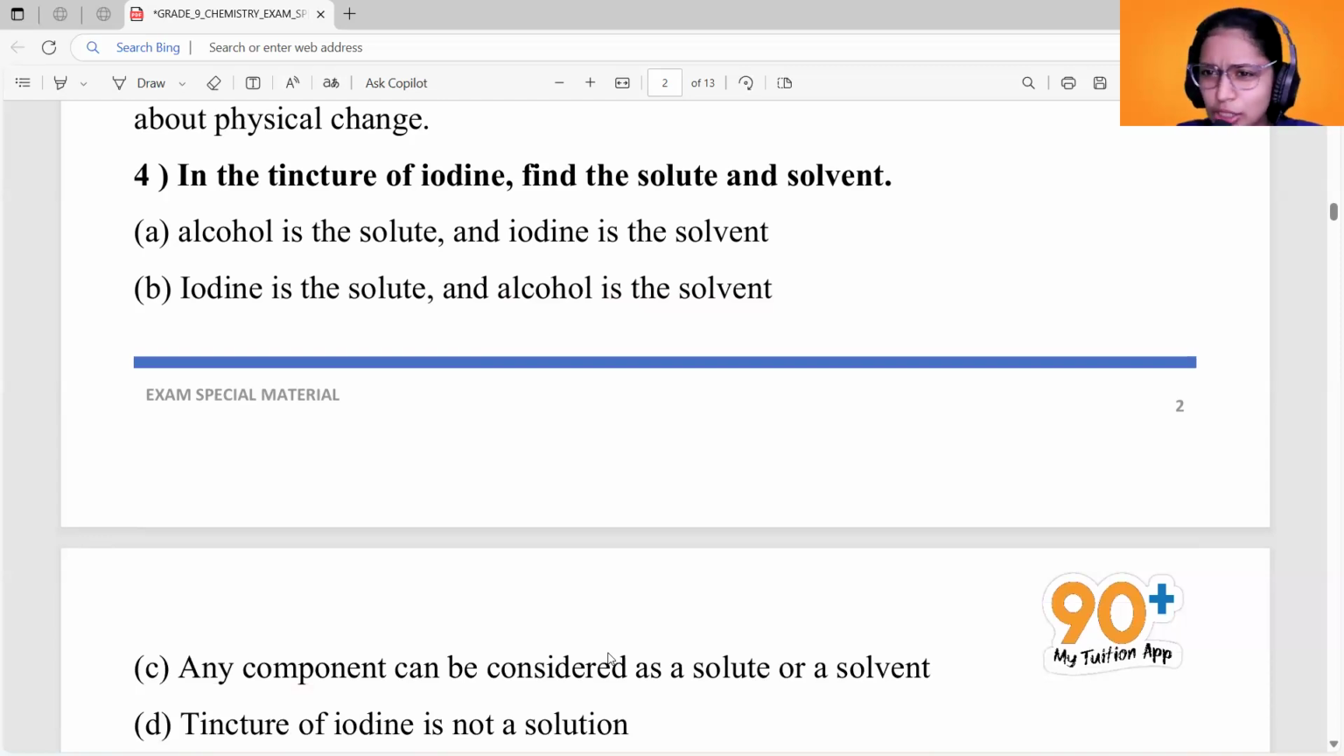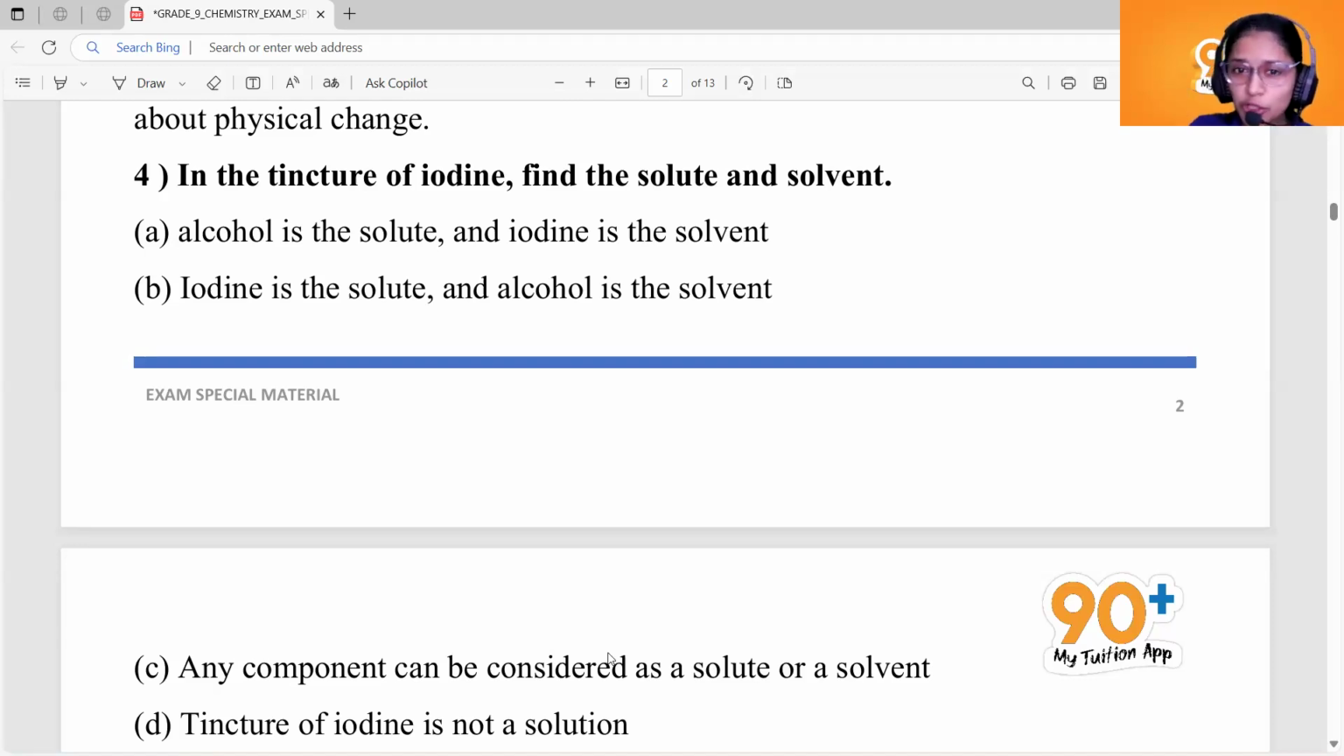Is that possible? No. In a solution, obviously there is going to be a solute and a solvent. Tincture of iodine is not a solution. Is that even a statement? We are aware that tincture of iodine is a homogeneous mixture. It is a solution. So which one is the correct answer? Is it option A or option B?